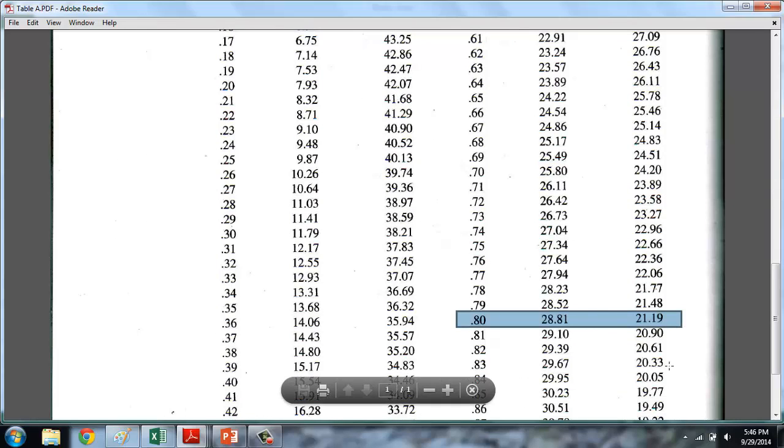And here's the entry for a z-score of 0.8. From column B again, we see that the percentage is 28.81.